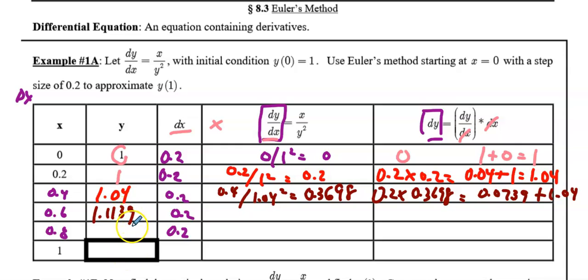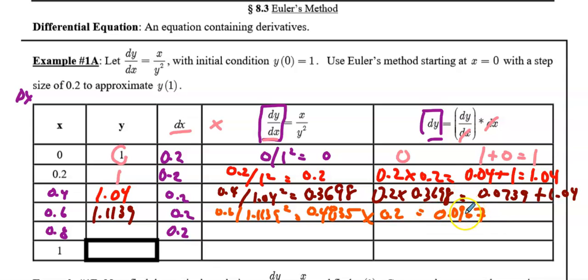And you're going to do the process over again, ladies and gentlemen. You're going to do the new x, which is 0.6. We're going to take our y, 1.1139. We're going to square it. And then we're going to get a new number, 0.4835. We're going to take this number here and we're going to multiply it by 0.2. We're always going to multiply by our dx. That's always going to be constant.